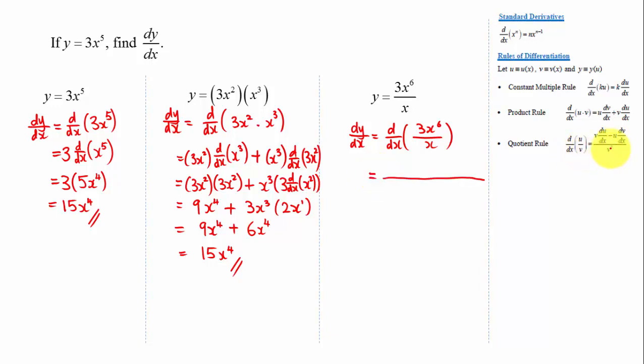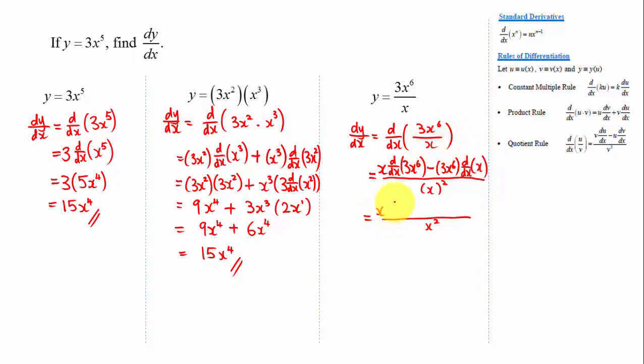The quotient rule formula says we need to square the denominator. Our denominator is x. We need to square it. At the numerator, we keep v, which is x, multiply by du dx, differentiating the numerator, minus, take note of the sign, minus, we keep the numerator, 3x to the power of 6, and we multiply by the derivative of the denominator.